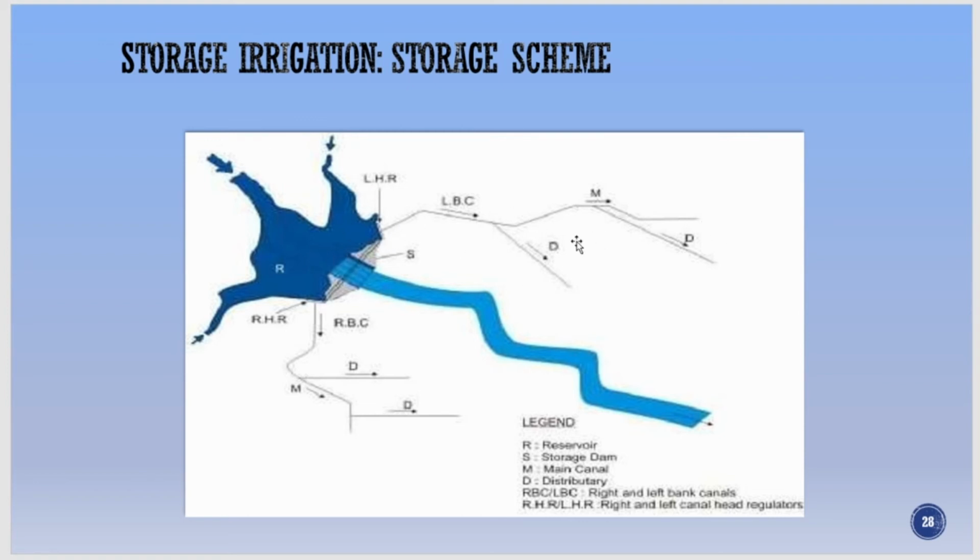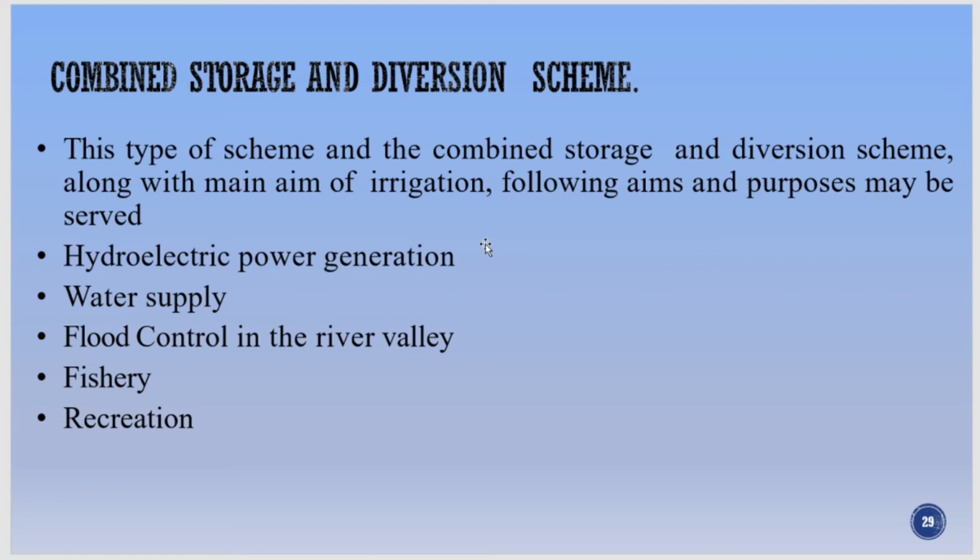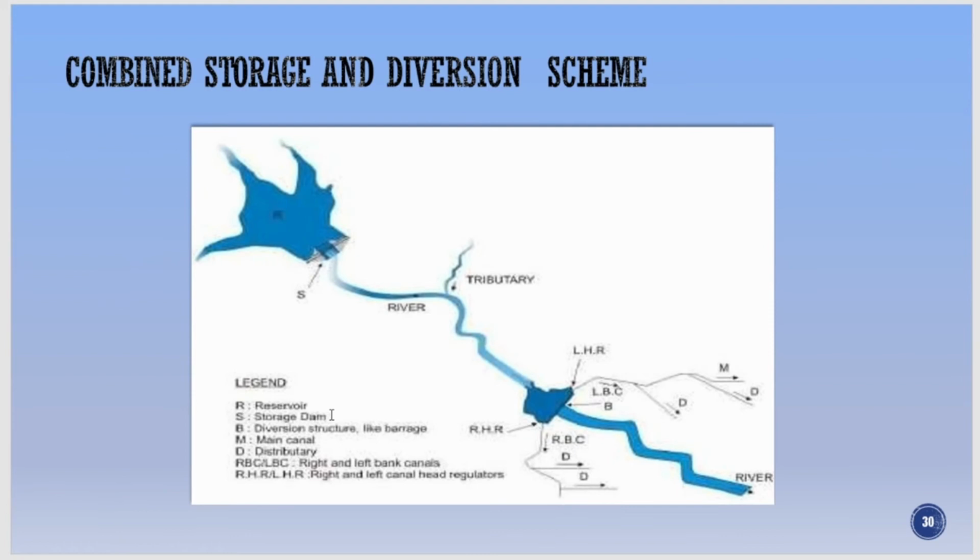Now going with combined storage and diversion, what all things can be done? You can use it for hydroelectric power generation, water supply, flood control, fishery, recreation, and all of those things. Now you can see this is the schematic sketch of combined storage and diversion. So this is a river, this is the barrage which has been constructed, and the water is ponded here.